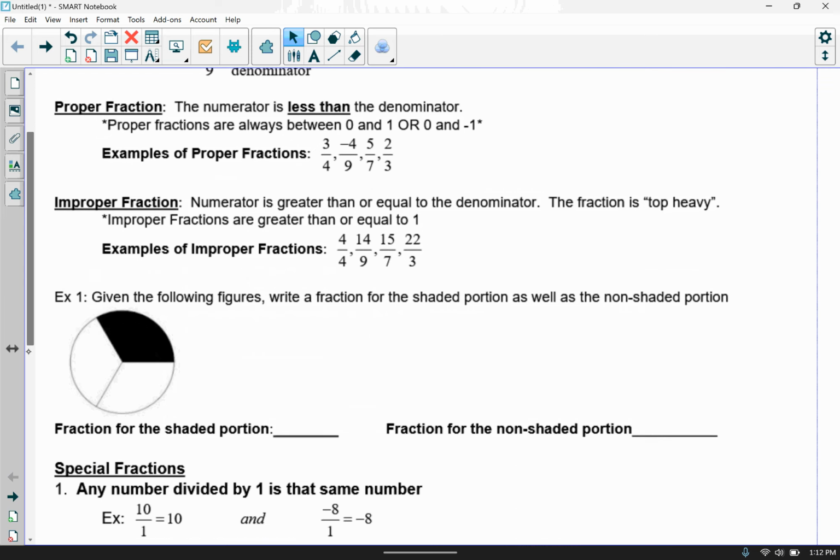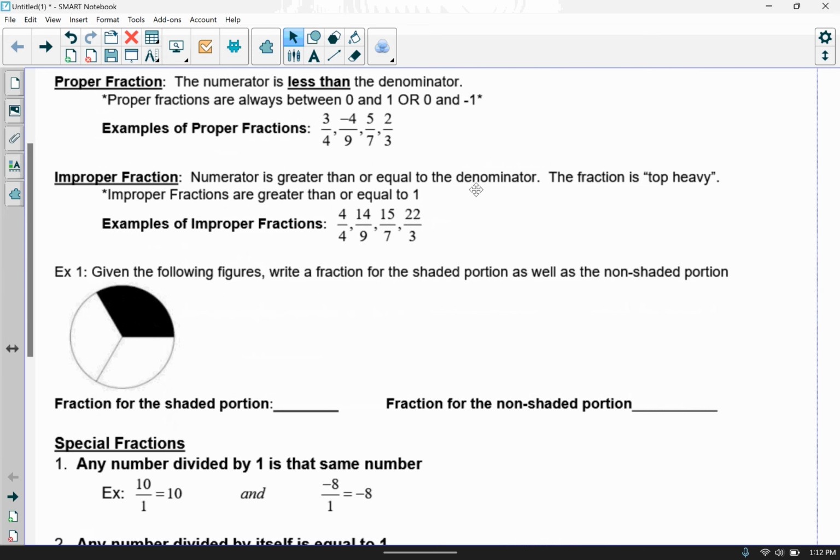Improper fractions, on the other hand, is where your numerator is greater than or equal to your denominator. I like to refer to these fractions as being top-heavy, and improper fractions are always greater than or equal to 1. So like that first one, 4 divided by 4, of course, is 1, but in all of the other cases, all of your numerators are bigger than your denominators, so these are improper fractions.